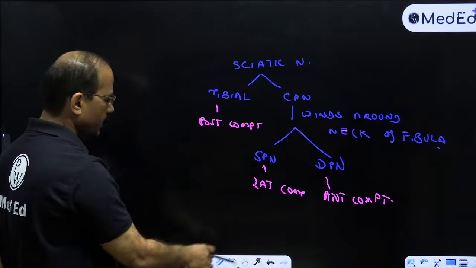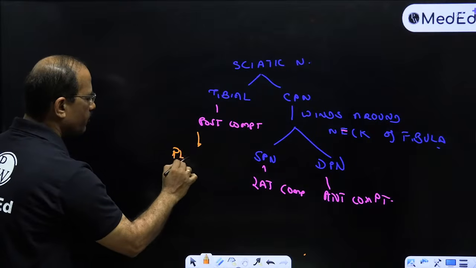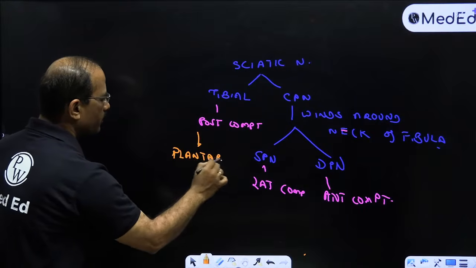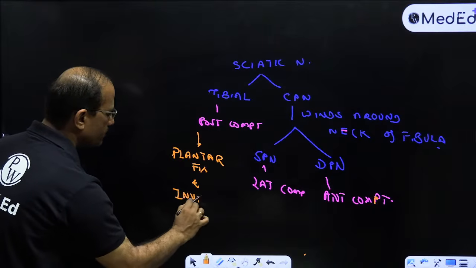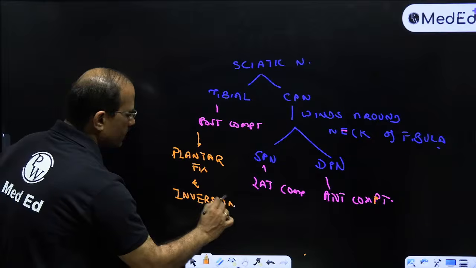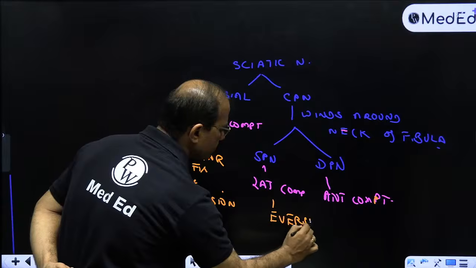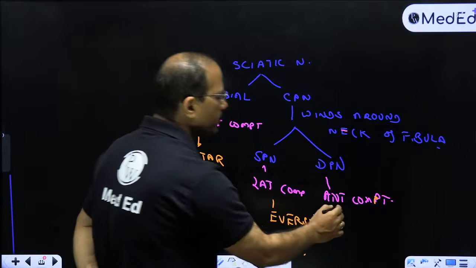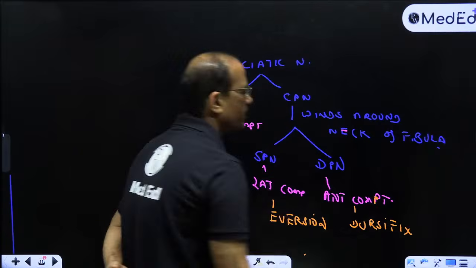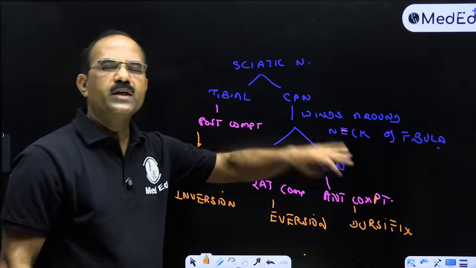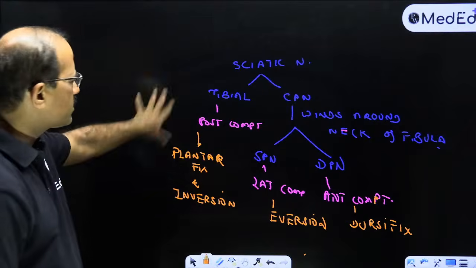What is the action of the muscles of the posterior compartment? This is plantar flexion and inversion. The lateral compartment does eversion. And the anterior compartment muscle does dorsiflexion. So damage to this will lead to foot drop. Just remember this small flow chart.